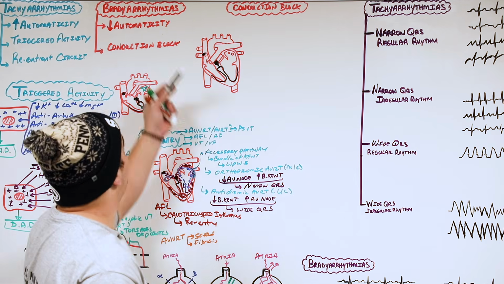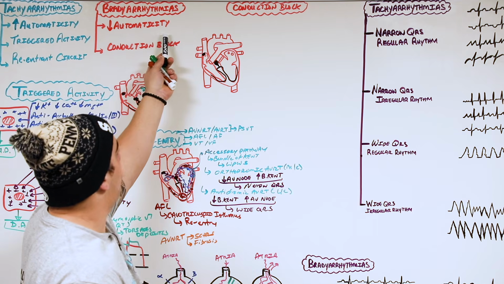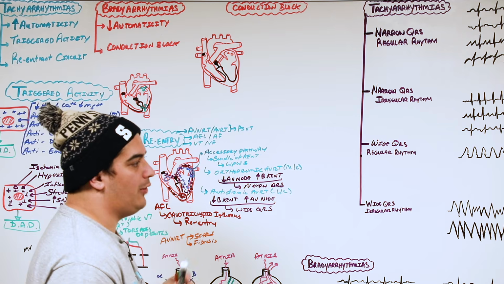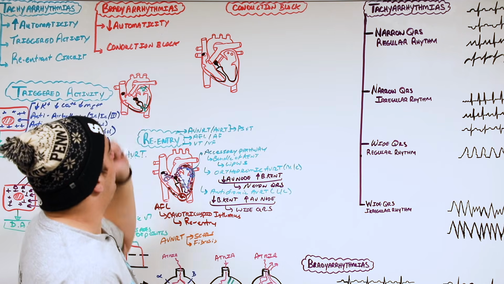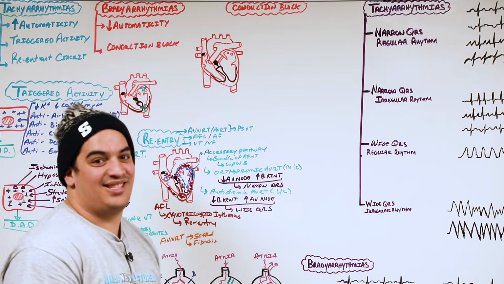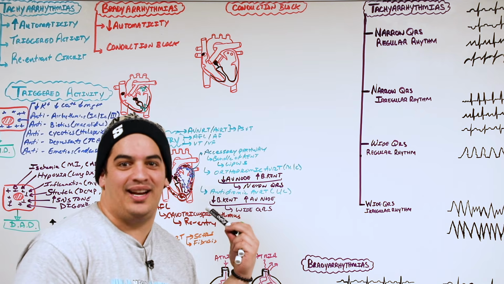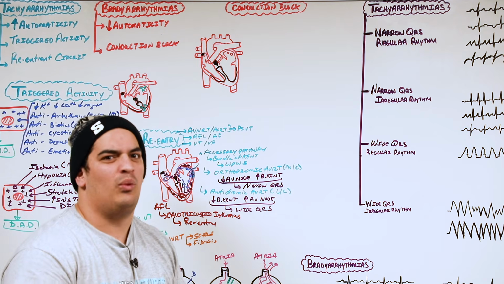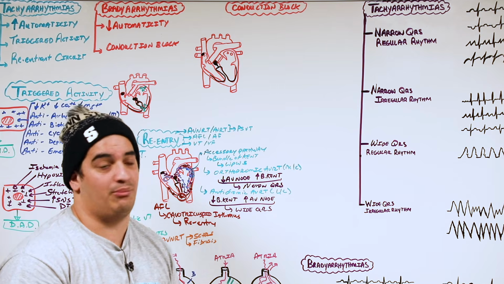So we talked about how bradyarrhythmias are associated with decreased automaticity, right? We already talked about that, and we finished up all the underlying reasons for tachyarrhythmias. The last reason for bradyarrhythmias is a conduction block. This is really easy. It's pretty much just like the sinus brady. It's just we really shut down that AV node. Instead of slowing AV conduction, we really shut down AV conduction pretty hard.